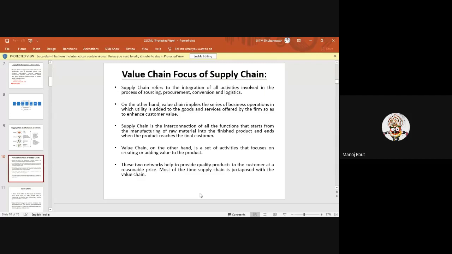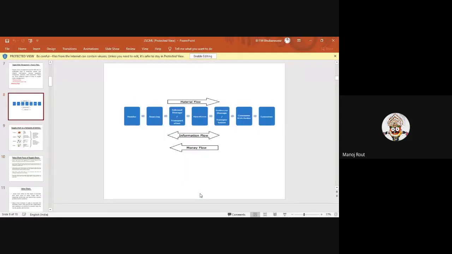Going to the third point, the supply chain is the interconnection of all functions that start from manufacturing of raw material into finished product and end when the product reaches the final customers. As I told in the previous slide, this is the particular slide. Starting from the raw material supplier or vendor, then vendor to sourcing, then sourcing to inbound storage, then inbound storage to operational activities, which is known as manufacturing of the product. Then after manufacturing, the product goes to the outbound storage, then outbound storage to the consumer distribution centers, and finally it should reach a number of consumers or end users.